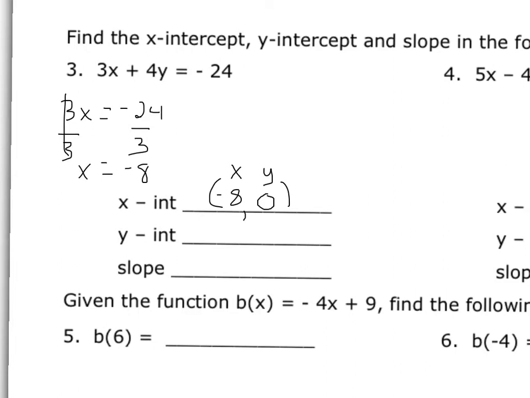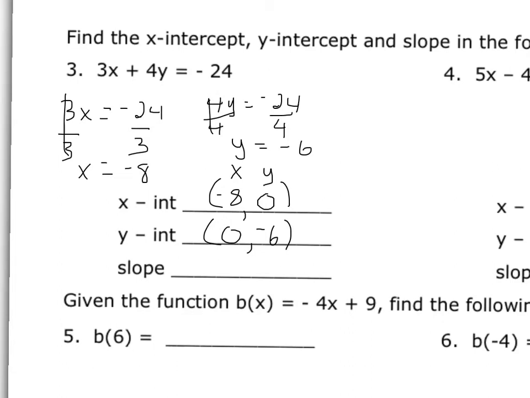To find the y-intercept, I am going to make the value of x 0, and we're going to solve for y. So I'm going to just act like this 3x isn't here because 3 times 0 is 0. So we'll just act like it's not there. And I rewrite this as 4y equals negative 24. I will divide by 4 and get 1y equals negative 6. So the y-intercept is negative 6.